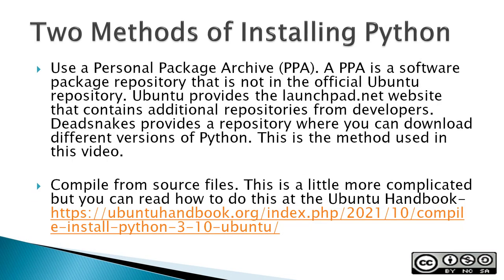Now, there are two methods of installing Python. One, use a personal package archive, PPA. A PPA is a software package repository that is not an official Ubuntu repository. Ubuntu provides the Launchpad.net website that contains additional repositories from developers. DeadSnakes provides a repository where you can download different versions of Python. This is the method used in this video.